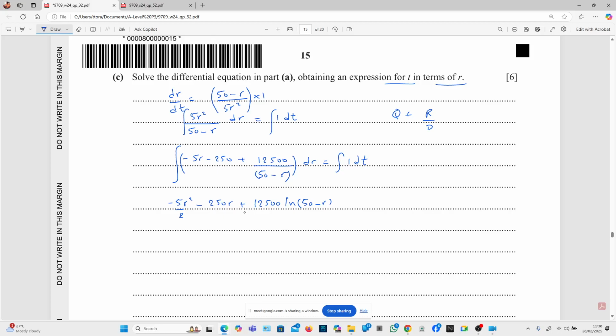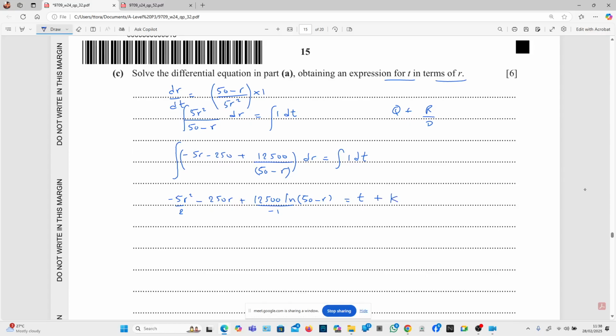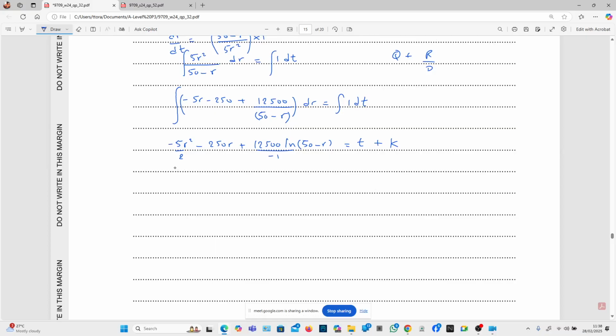Now, if we divide this by minus 1, and then on the right-hand side, if I integrate 1 in terms of t, I'm going to get t. Then add a constant. The constant is k, right? So now I have minus 5 over 2 r squared minus 250r. Okay, minus, with the plus minus becomes minus 12,500 ln of 50 minus r.